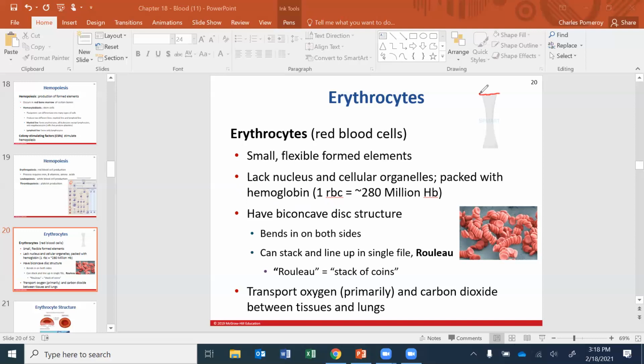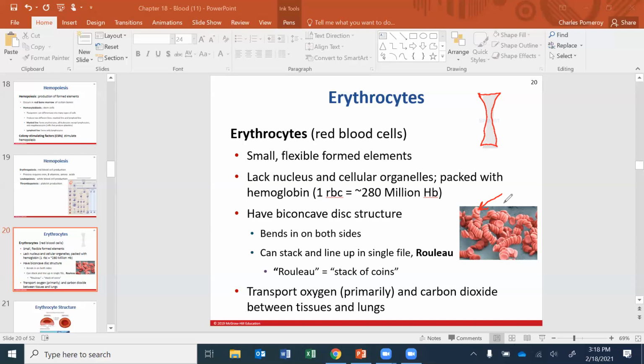Okay, the word is biconcave. Concave means that it bends in. Okay, so a concave surface is kind of like a caved in surface. It's bent in. Biconcave means that it bends in on both sides. And that's actually what produces that characteristic divot that you see in the middle of a red blood cell. It looks like the middle of the cell is sunken in a little bit. That's because it's bending in on both sides.